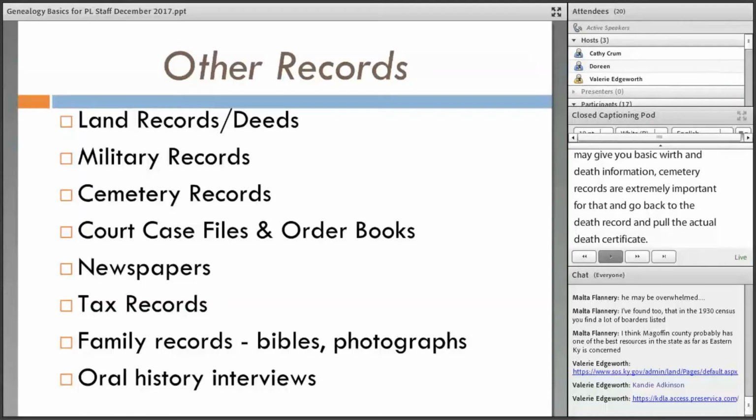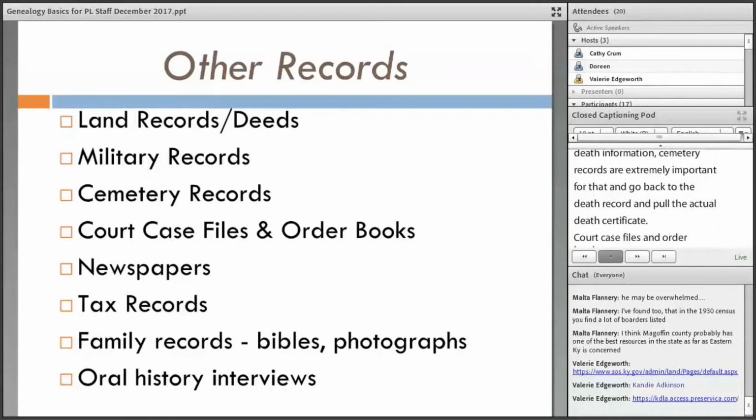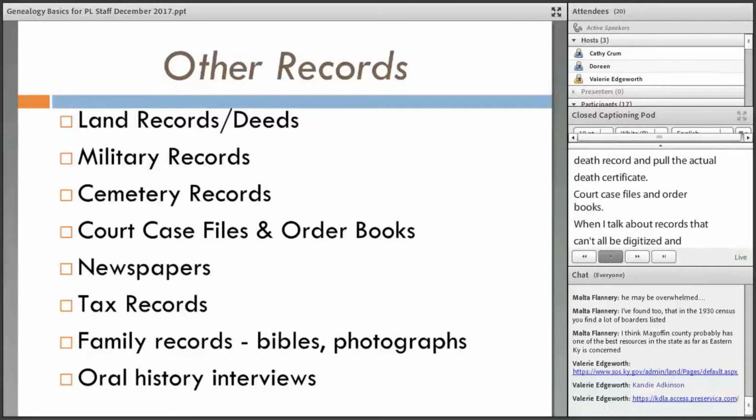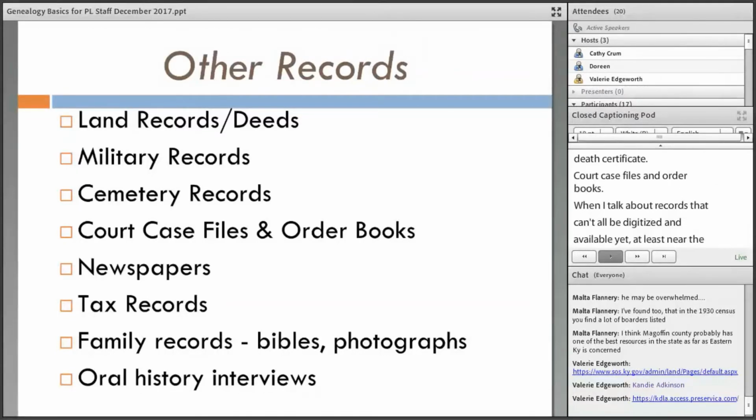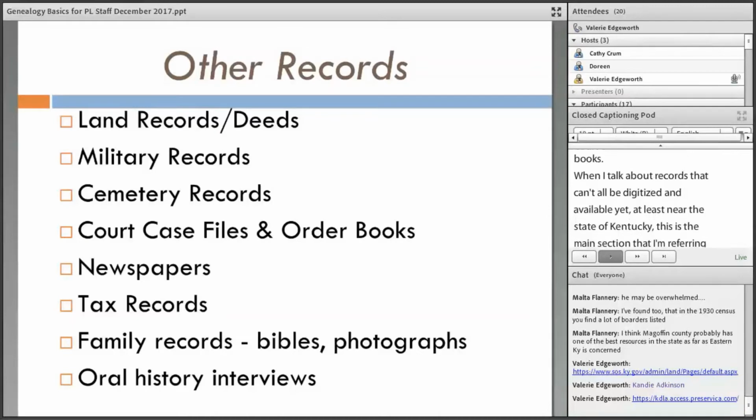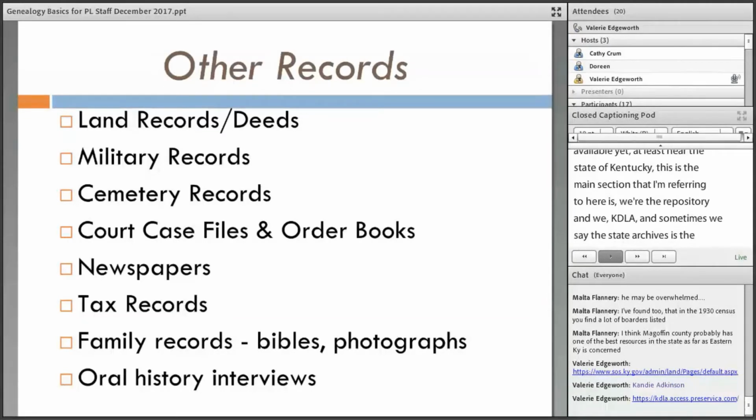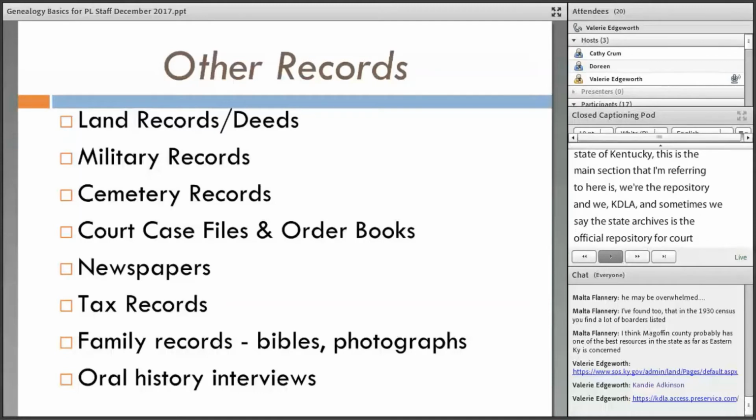Court case files and order books. When I talk about records that can't all be digitized and available yet, at least here in the state of Kentucky, this is the main section that I'm referring to here. We are the repository. We, KDLA, sometimes we'll say the state archives, is the official repository for court case files in the Commonwealth. If the county itself does not have the space to hold on to these records, or if they want to send them to us for preservation. This will include both civil and criminal case files.